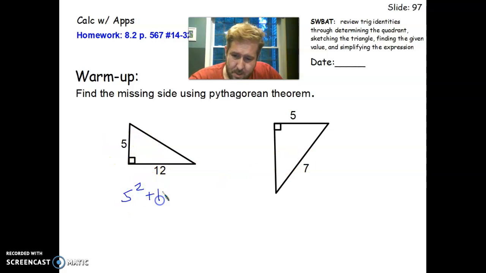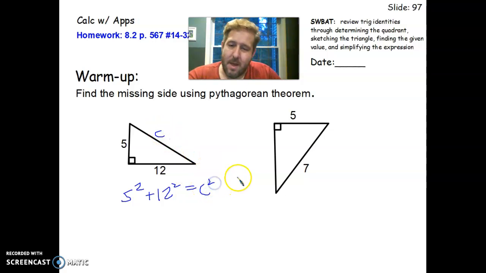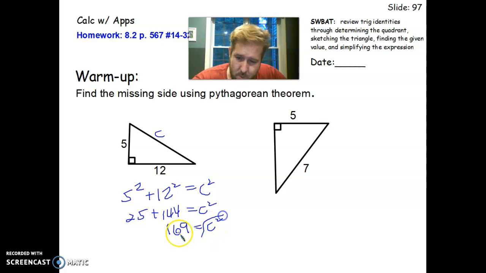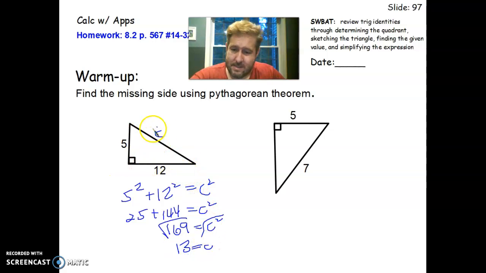So we have 5 squared plus 12 squared equals, now let's make this C because it's the hypotenuse. So 5 squared is 25, and 12 squared is 144, and that equals C squared. So add these two up, you get 169, and that is a perfect square of 13. C is 13. Negative 13 wouldn't make sense in the context of this question. This is a 5, 12, 13 triangle, one of the most common triangles that you will see out there, other than 3, 4, 5, probably the second most common.